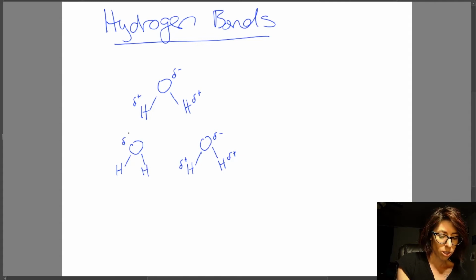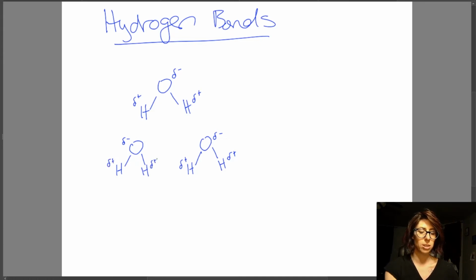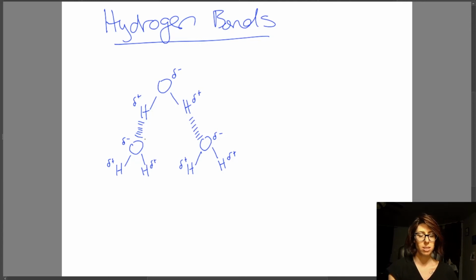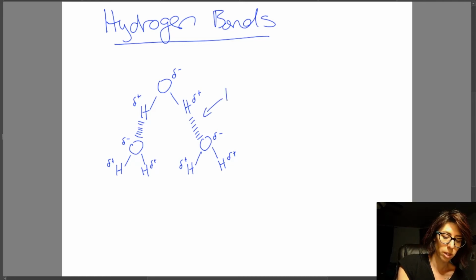Now, polar covalent bonds are what holds one water molecule together. But it causes these attractions between different water molecules because opposites attract. So the partial positive charges on all the hydrogens are attracted to the partial negative charges on the neighboring oxygens of the neighboring water molecules. So these are the hydrogen bonds. We call them H bonds for short.